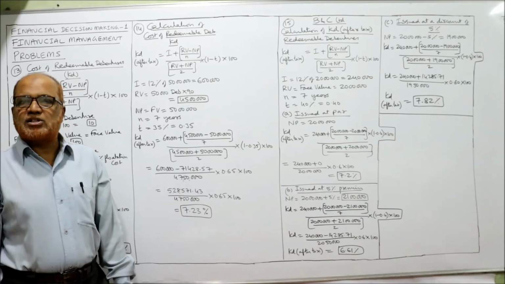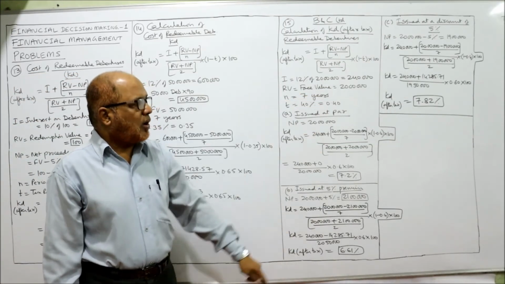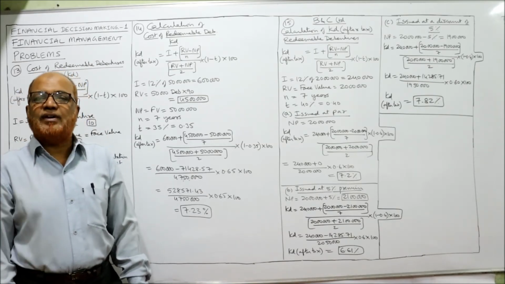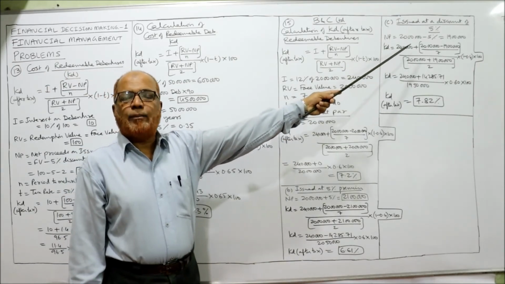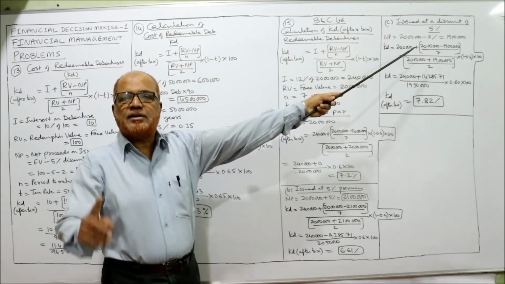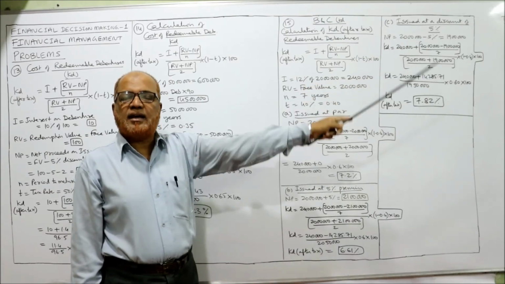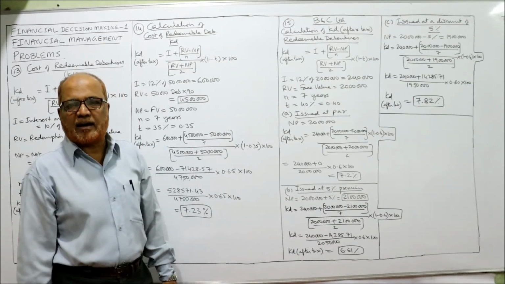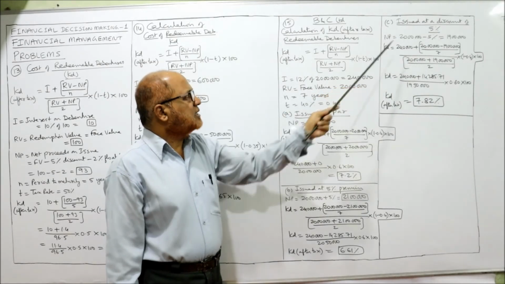Two situations I've explained. The last situation is issued at a discount of 5%. Discount will be deducted from face value. So here NP is equal to 20 lakh minus 5%. 5% comes to 1 lakh. So 20 lakh minus 1 lakh, 19 lakh, is the net proceeds. Now substitute NP 19 lakh. I is equal to 2,40,000, RV 20 lakh, this is fixed.